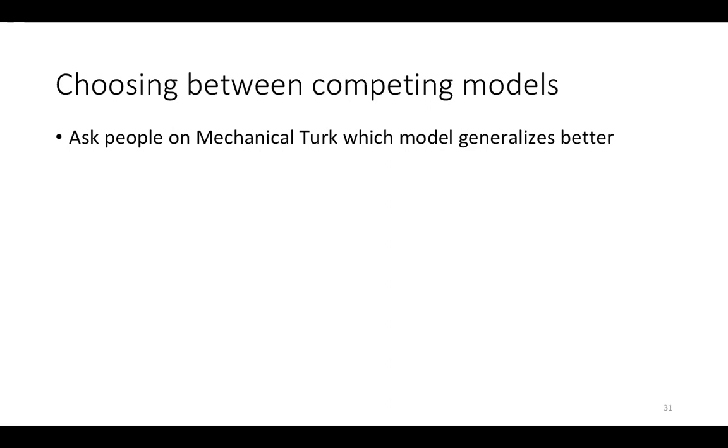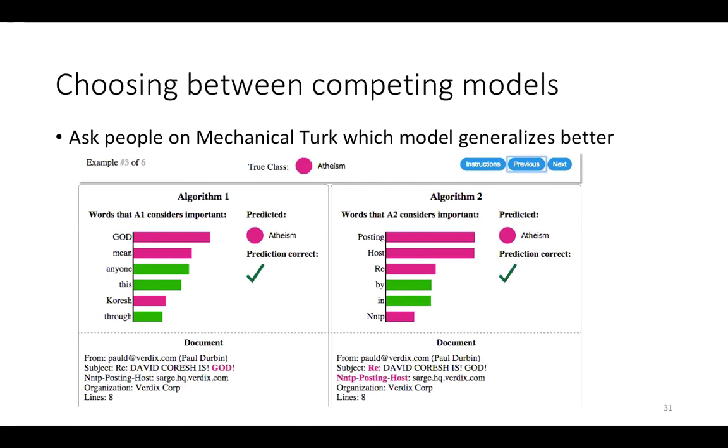So what they would do is show snapshots of two competing algorithms. As you see here, on the left there is algorithm one and on the right there is algorithm two, and both the models make a correct prediction. Both the models say that whatever text excerpt they have seen should indicate atheism. So in both the cases, the prediction is correct. The true class is atheism and it matches the ground truth.